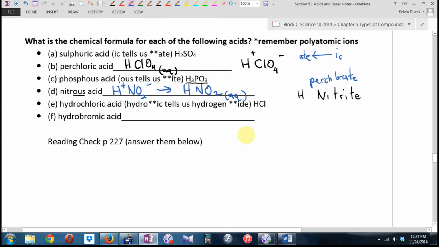Hydrochloric acid. Okay. The hydro and the ic tells us hydrogen chloride, HCl. So hydrobromic acid, I would say, okay, has a hydrogen, has a bromine. I know the charge on hydrogen is H plus. Bromine, what's the charge on bromine? Negative. Oh, these are nice. They crisscross quite nicely. So the formula would be HBr aqueous.